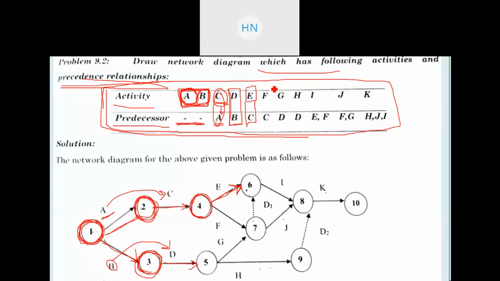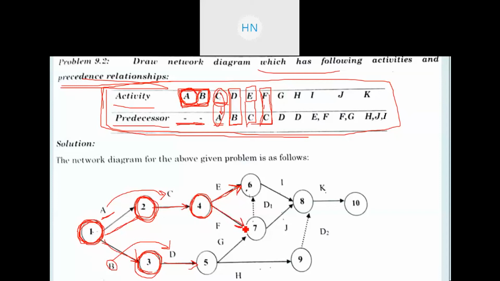Now after that one more thing is given, that activity F also has predecessor C only. E and F both have predecessor C, right? This C is common here. So from C we will be taking out two activities, that is E and this F also.